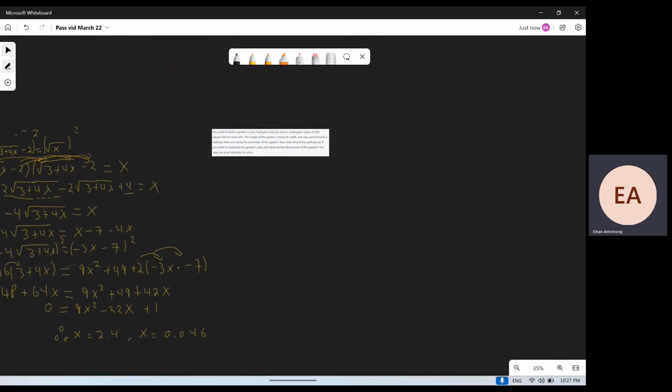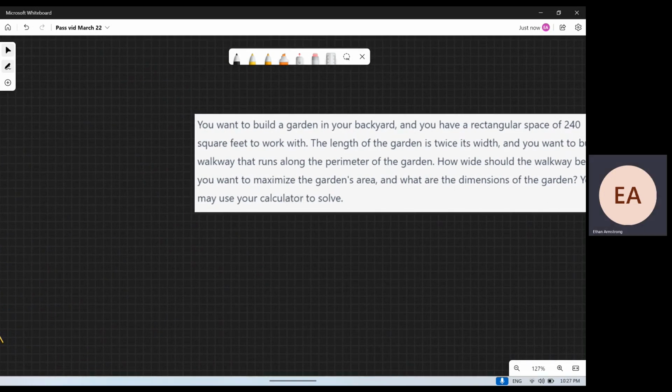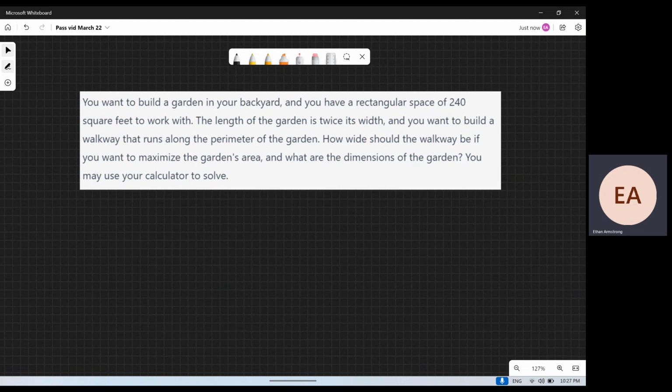All right, and now we have our second problem here. You want to build a garden in your backyard, and you have a rectangular space of 240 square feet to work with. So I'm just going to write that down as A equals 240 feet squared. And the length of the garden is twice its width.